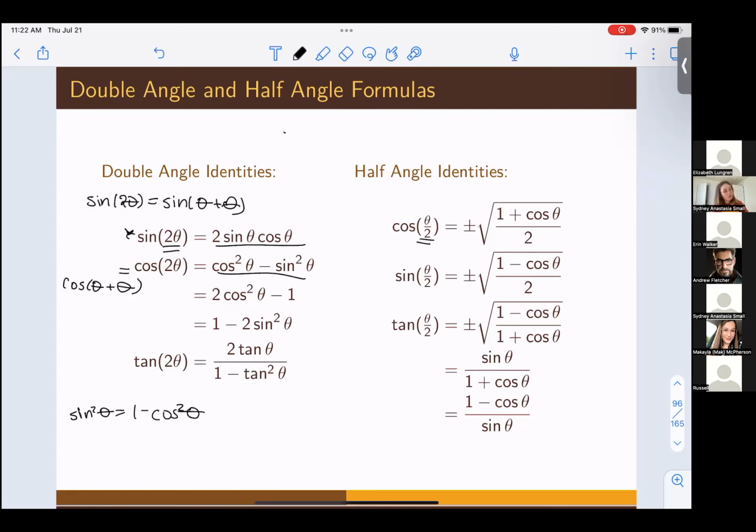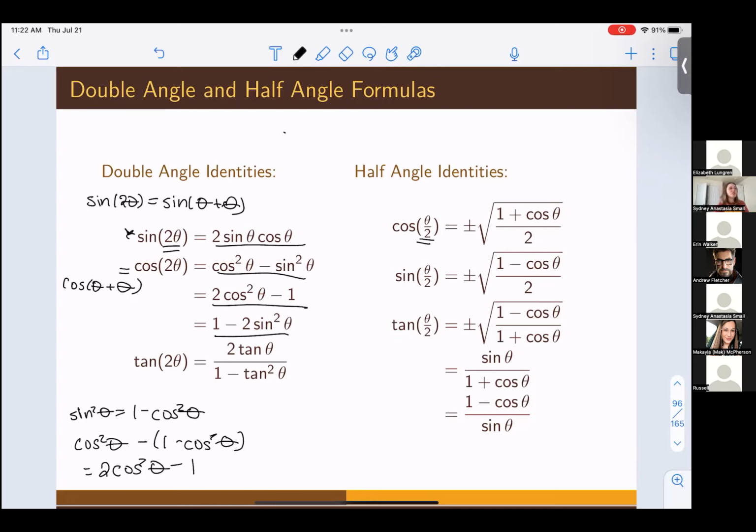If we plug 1 minus cosine squared theta in for sine squared theta into the original equation, we get cosine squared theta minus 1 minus cosine squared theta, which is just 2 cosine squared theta minus 1. Hey, that's that one. Same thing would happen if we plugged in cosine squared theta equals 1 minus sine squared theta. We would get the bottom one right here. So that's where those come from.